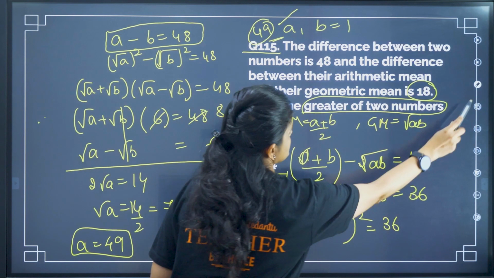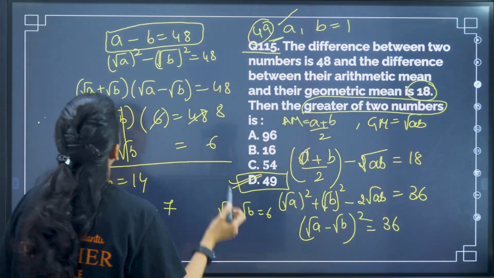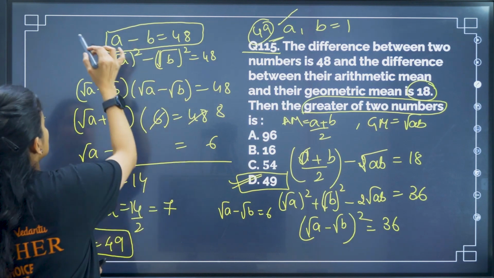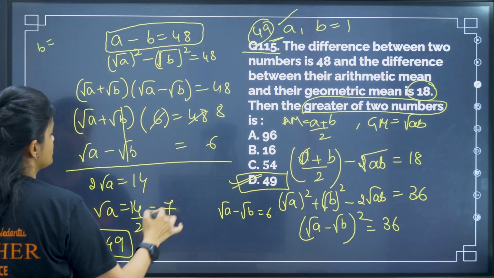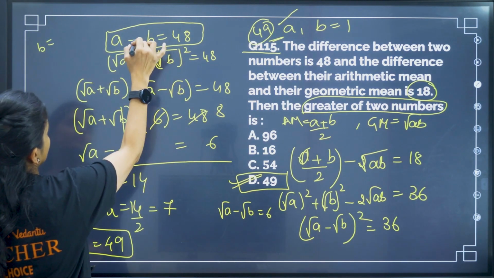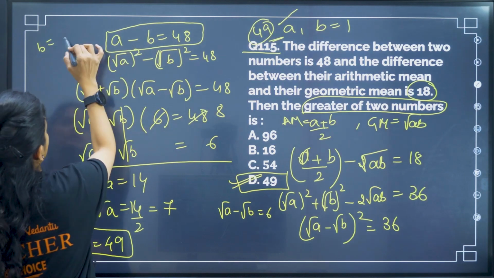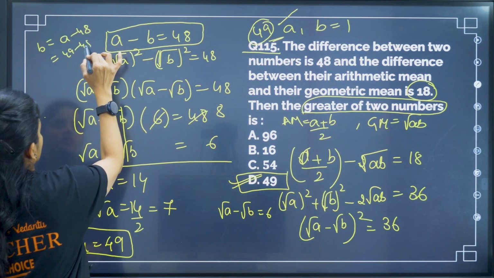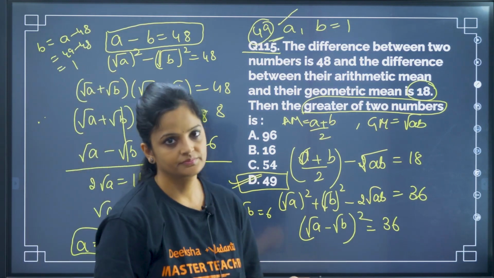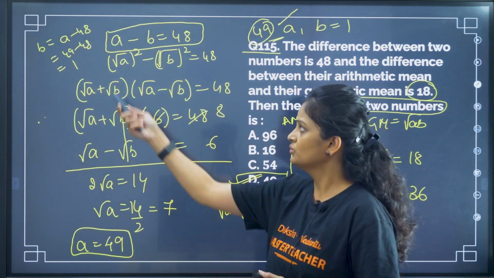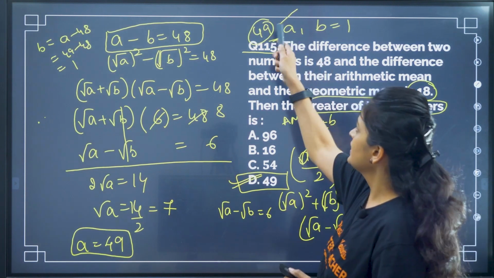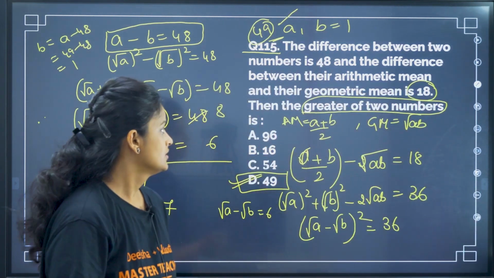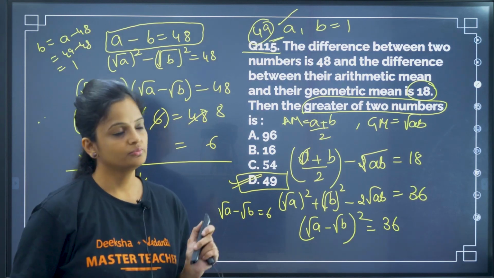Let's not take it in this. Substitute the A value here. So to get the B value, substitute the A value here, then I will get B is equal to A minus 48. 49 minus 48 is giving you 1. When B is 1 and A is 49, then better we see the greatest number among those two.